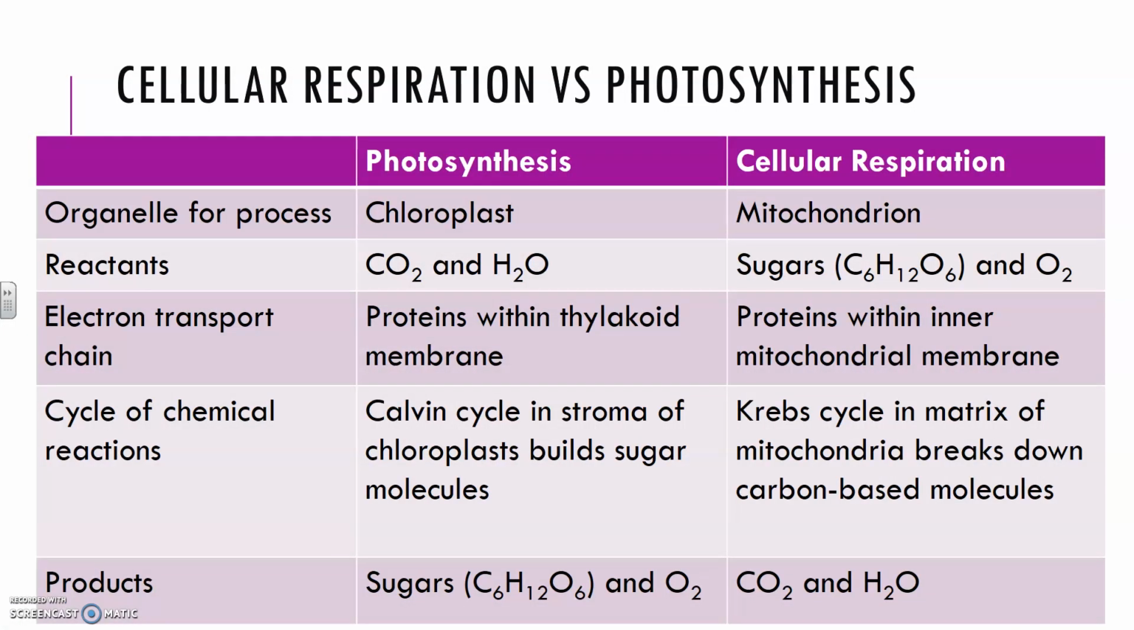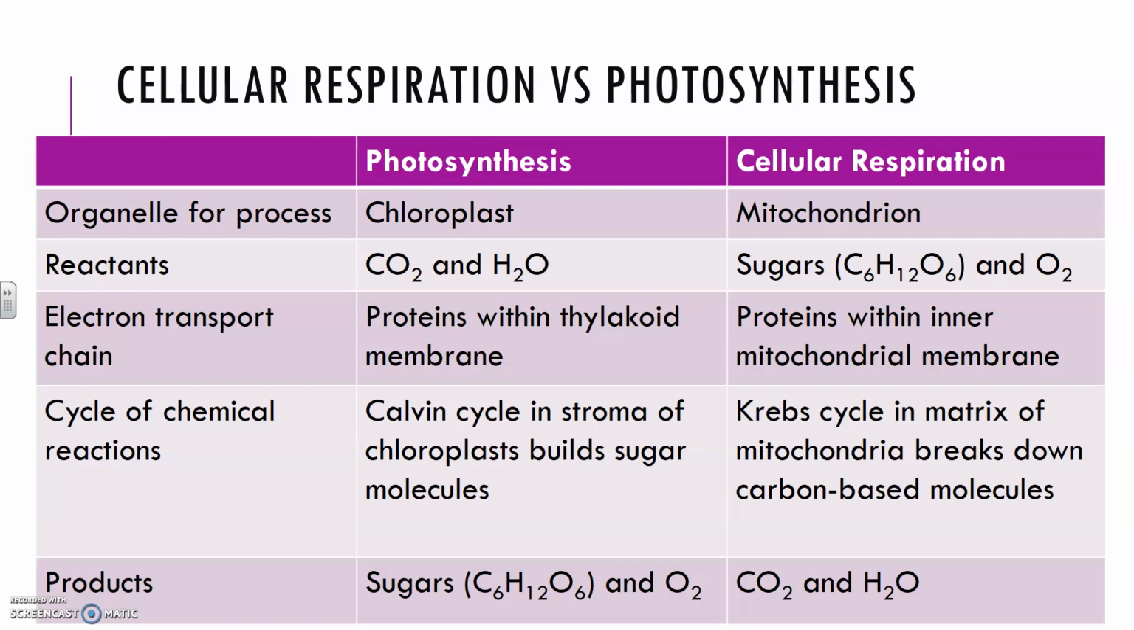Okay, so this is looking at a breakdown of the two processes we've been talking about, photosynthesis and cellular respiration. So you have your organelles. Okay, photosynthesis takes place in the chloroplast. Cellular respiration takes place in the mitochondria. You've got your reactants, okay, which for photosynthesis are CO2 and H2O. For cellular respiration, it's sugar or glucose and O2, oxygen. And then you also have an electron transport chain in both processes.